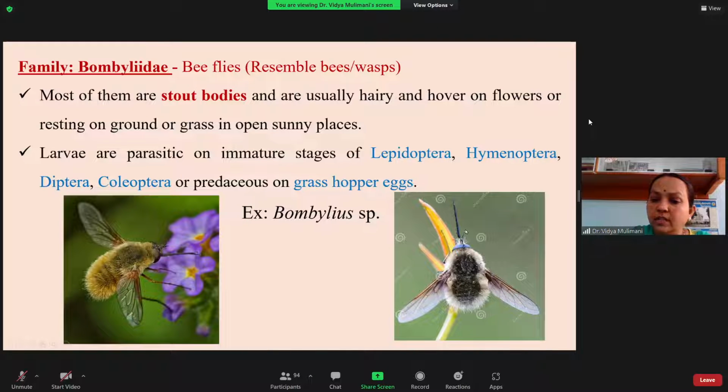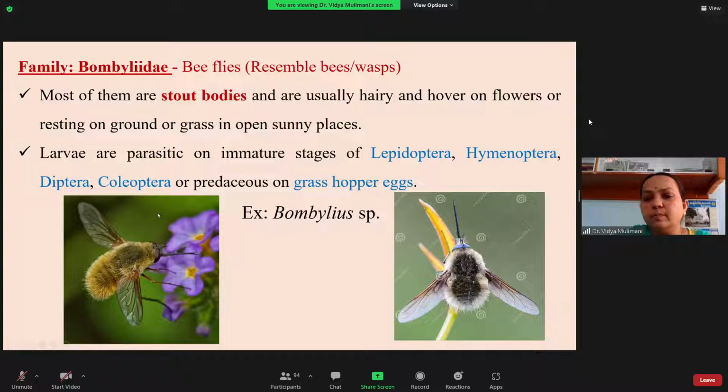They also have a long proboscis, which is mainly used for collecting pollen, and the body is provided with hairs. So the adult does the job of pollination, but the larvae do the job of parasitization, especially of the Lepidoptera, Hymenoptera, Diptera, Coleoptera, and as predators on the eggs of the grasshopper.